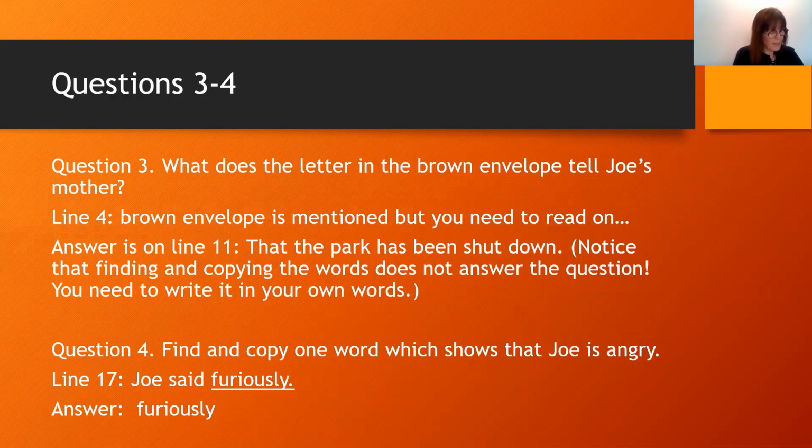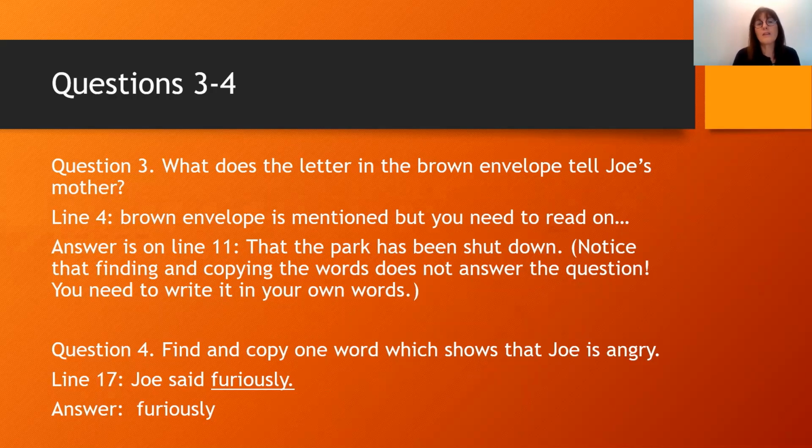So I'm reading on from there, and the answer is actually in line 11. So you have to read on quite a bit, a few lines from line 4 all the way down to line 11. From the moment the letter's first mentioned, the brown envelope, which is the same word in the question as in the text, you have to read on a few lines to actually find what the letter contained, the information. So it tells Joe's mother that the park was being shut down. So the answer is all the way down there on line 11. Underline that.